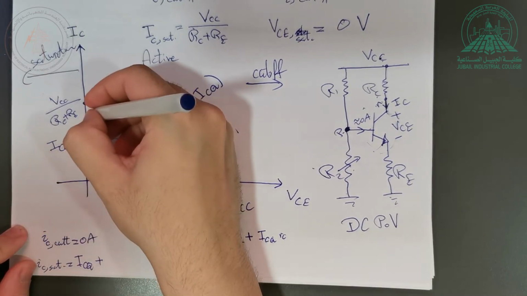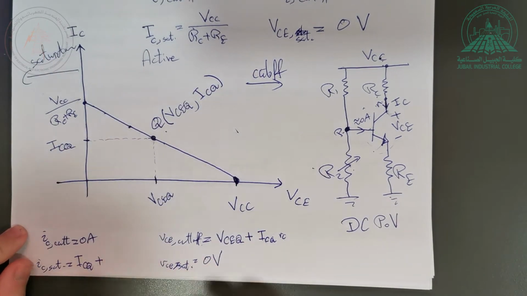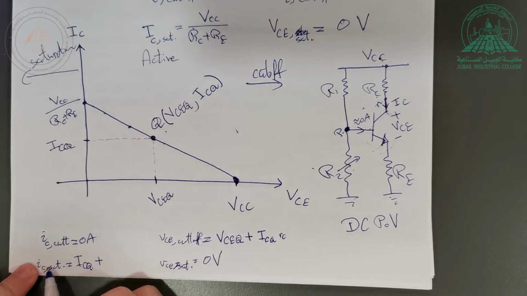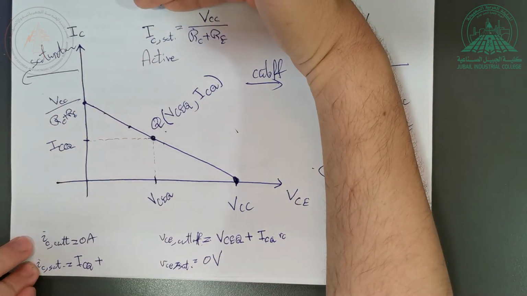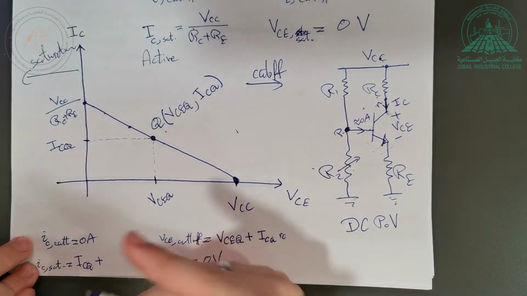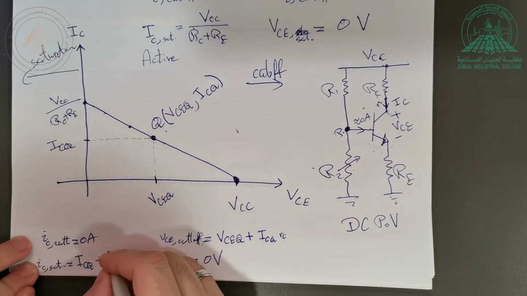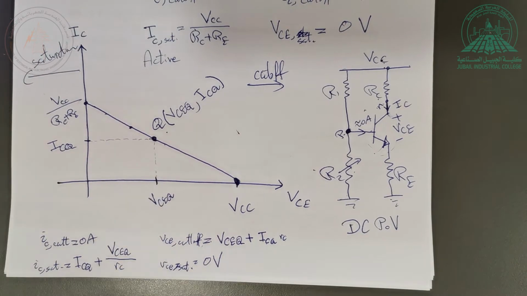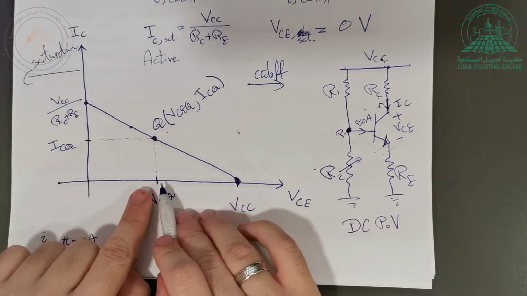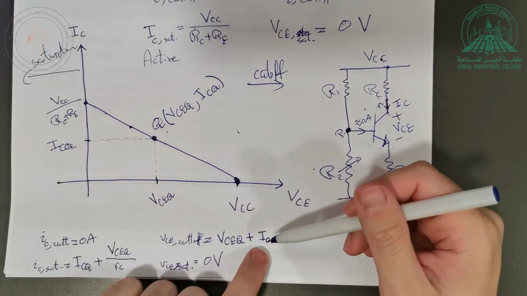I move up by how much? Same thing, I ask myself, IC from almost low equals to what? It's equal to V divided by R, right? So it's equal to V, which V? It is VCEQ divided by R, which R? RC. Okay. Notice this will be to the right here by how much?